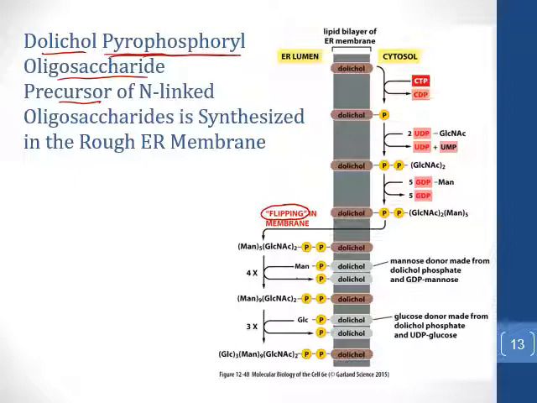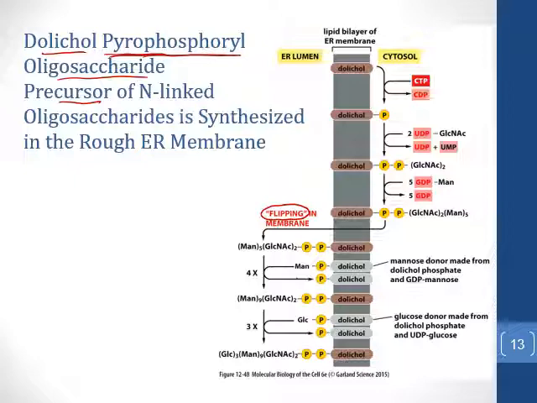So not only is there some mystery surrounding the flipping, but the other question is this: why do you add 5 mannoses and then flip it? Why don't you add all 9 mannoses and then flip it? Or why don't you add all 9 mannoses plus the glucoses and flip it? Or we could go in the other direction and say, well, why don't you flip it before you add any of the mannoses?